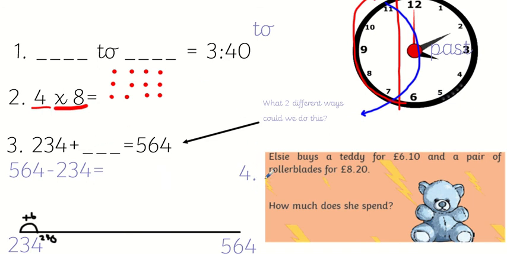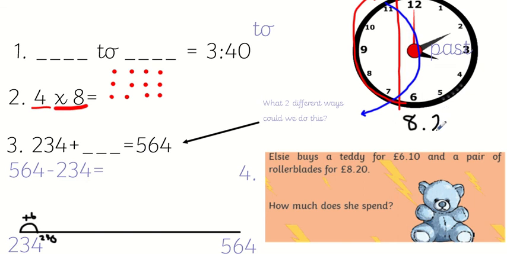Now, number 4 is a problem-solving question. We always have number 4 to help us apply all of our methods to a problem. So let's have a look at this one. Elsie buys a teddy for £6.10 and a pair of rollerblades for £8.20. How much does she spend? So you need to work out the total of her spend. So this would be an addition question. Be careful with the dots. I would suggest doing a column addition and keeping the dots in there too.